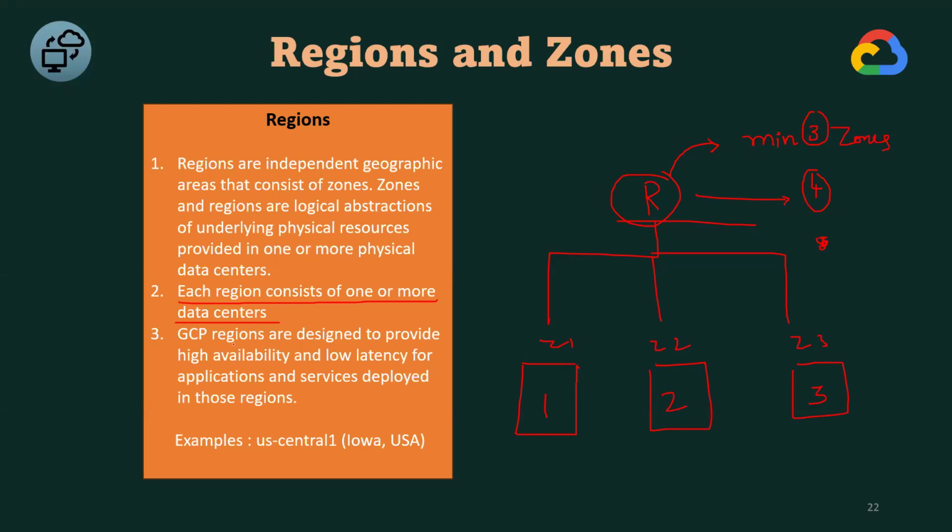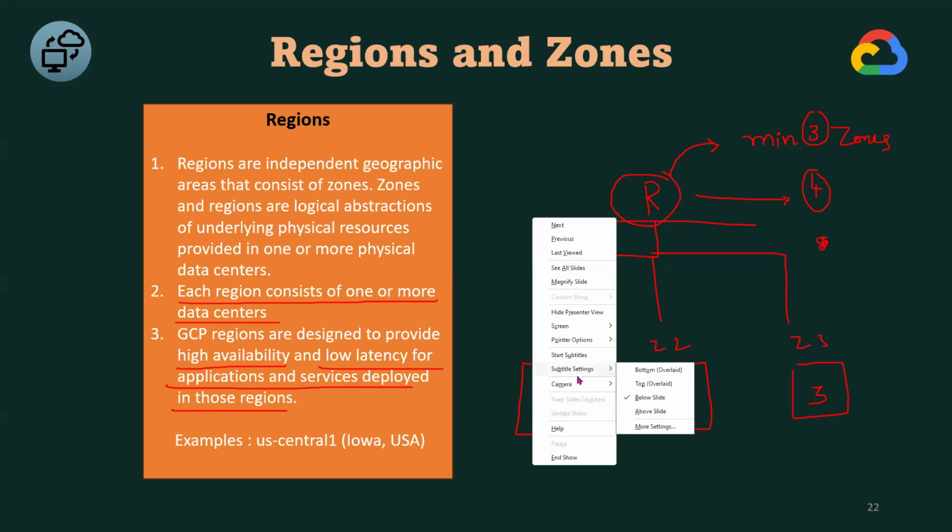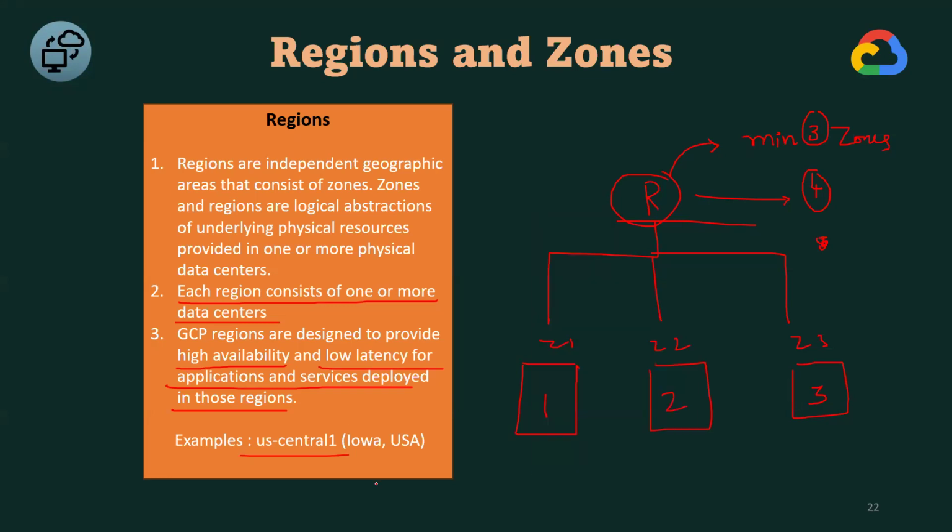And why they have divided the regions and zones? It's because to provide the high availability and low latency for the applications and services deployed in those regions. What is the main importance of the regions and zones is that Google Cloud Platform has designed these regions and zones for the high availability and low latency for the applications and services deployed in these particular regions and zones. Okay, one of the examples for the region is US Central One. US Central One is one of the locations for the region.